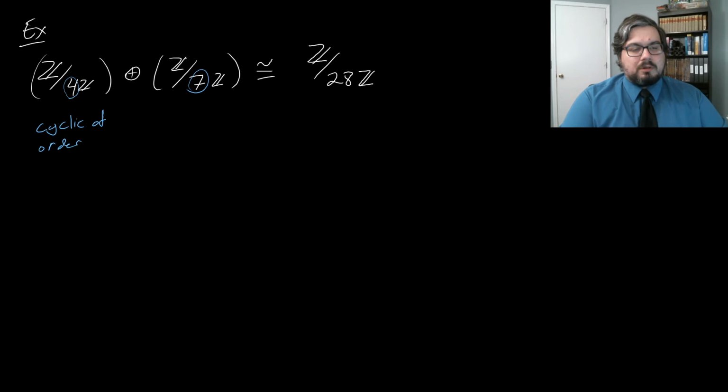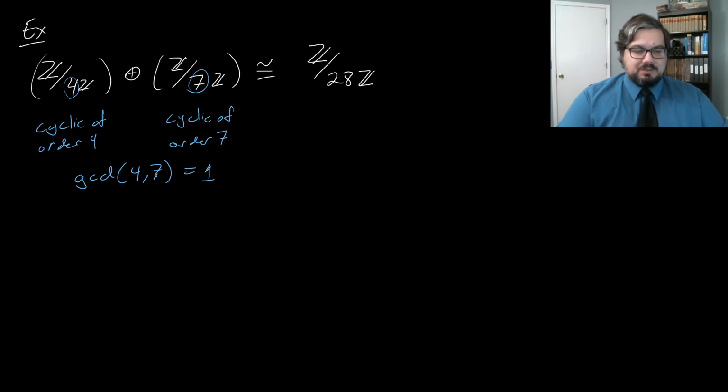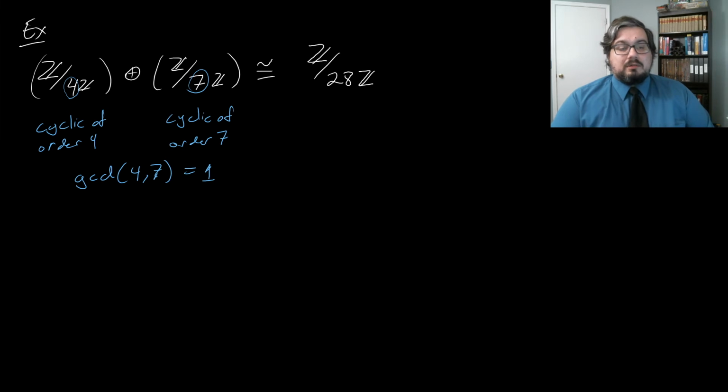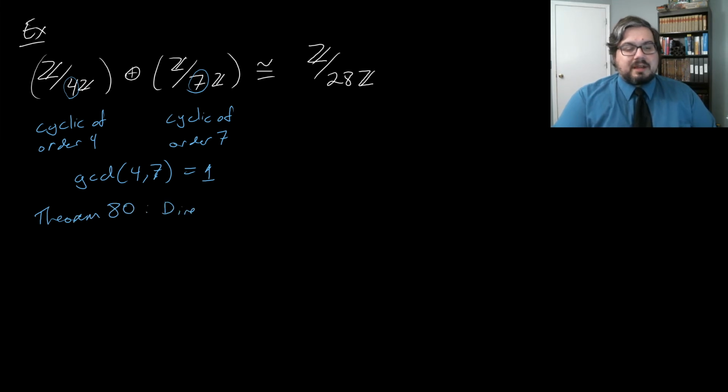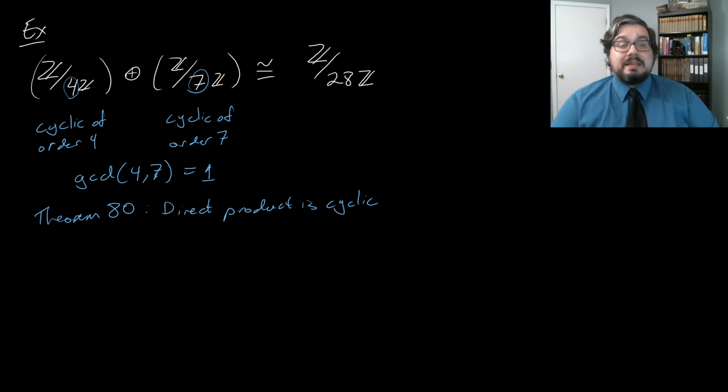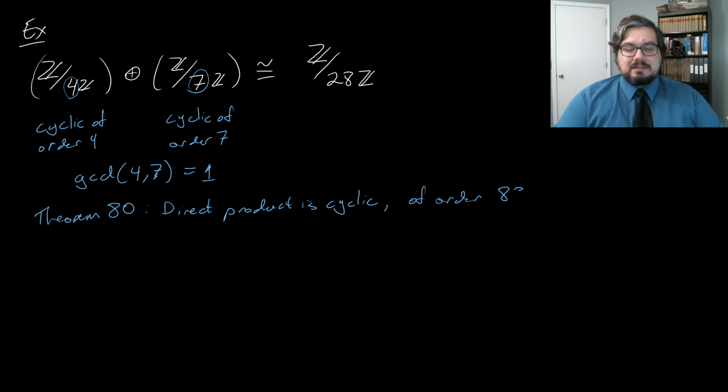The first one is cyclic of order 4, and the second one is cyclic of order 7, and 4 and 7 are relatively prime. The greatest common divisor of 4 and 7 is 1, meaning that the orders of these two groups are relatively prime. Therefore, by theorem 80, that tells us that the direct product is cyclic. But we already showed that every cyclic group is isomorphic to Z mod nZ, where n is the order of the group. So theorem 80 says the direct product is cyclic of order 28, and hence we have that the group is isomorphic to the cyclic group Z mod 28Z.